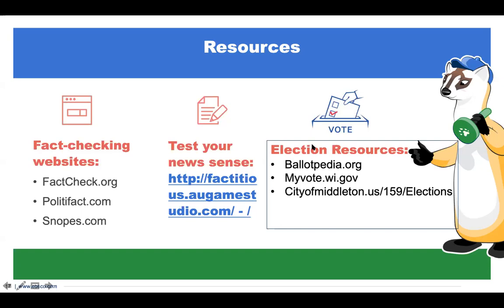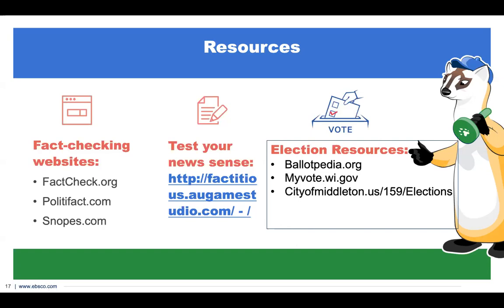And then we also have really good election resources out there. Some of, I think, the ones that I use the most and that we talk about at the library is myvote.wisconsin.gov for any questions about absentee voting, early voting, registering to vote, things like that. I think today is the last day to get an absentee ballot. Correct me if I'm wrong. And there's also our City of Middleton page for elections. So that's the address there.